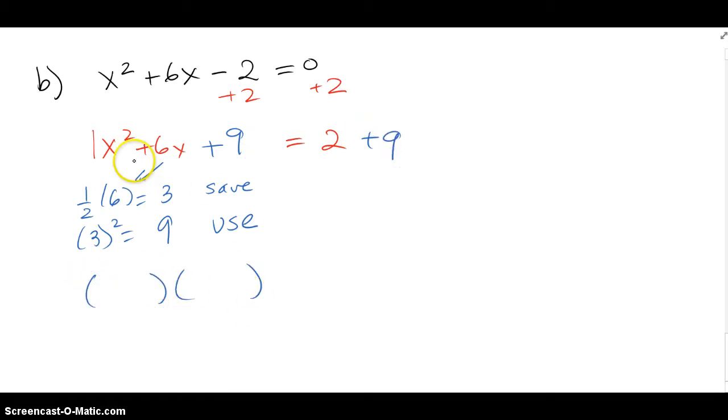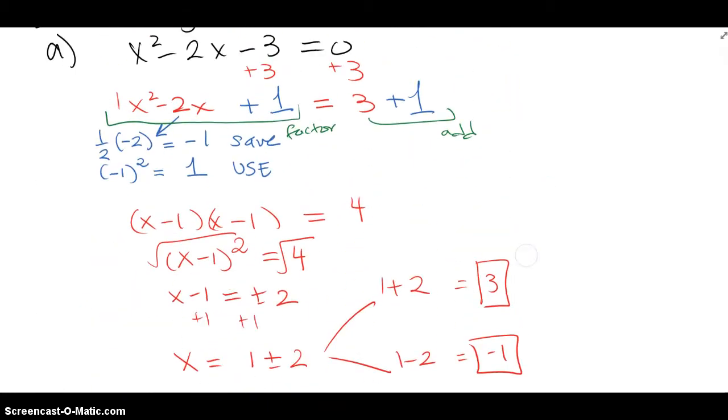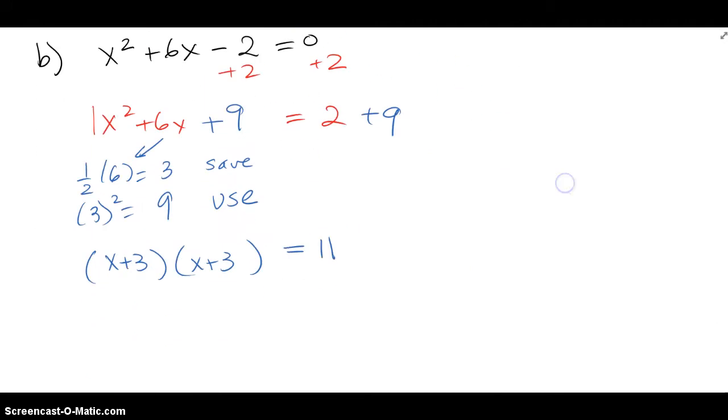Now the left side is going to be factorable, x plus 3, x plus 3, and the right side is going to be 11. So this guy that you're saving is always going to appear in your binomials. Just like up here, when you save the -3, or the -1, I'm sorry, it appeared in your binomials when you factored it. So that's why I put the word save next to it, because it's going to pop up later. So now I have x plus 3 squared equals 11.